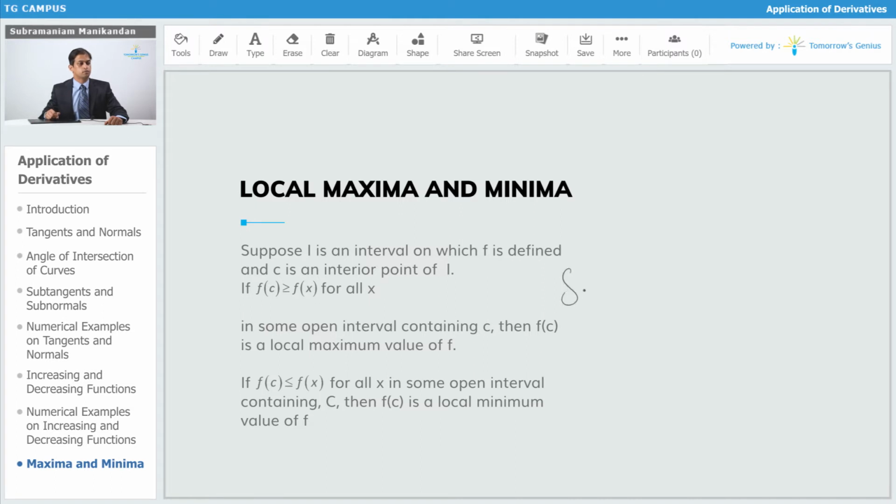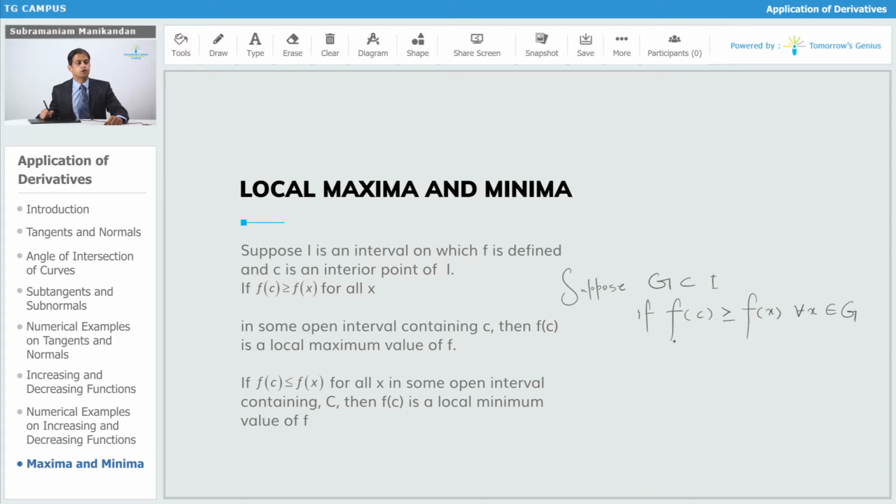Suppose g is a small interval which is a subset of the total interval on which the function f is defined. If the value of the function at the point c is greater than or equal to f(x) for all values of x only in the interval g, then you can say that the function has a local maxima at x equal to c.